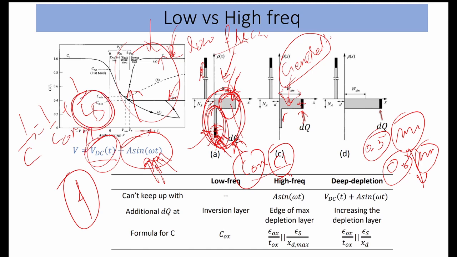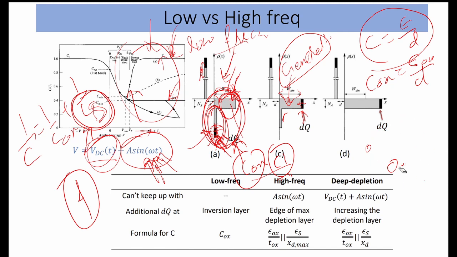If the contribution is coming from the semiconductor, the overall capacitance will decrease, because it is the width. The C is equal to epsilon by D. C ox is equal to epsilon naught epsilon ox divided by the width of the insulator layer.